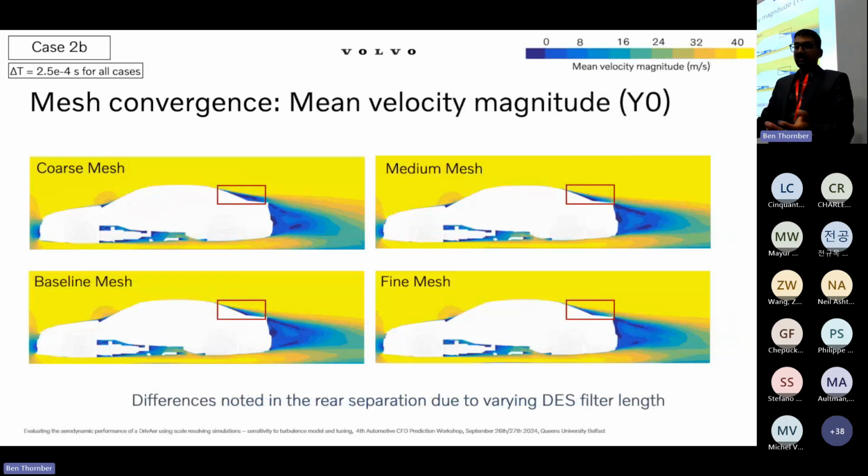If we look at the mean velocity magnitude, again on a Y0 plane, you can already see that there are some discrepancies between the different meshes. That is, of course, to be expected because we have different filter lengths for the DES here.